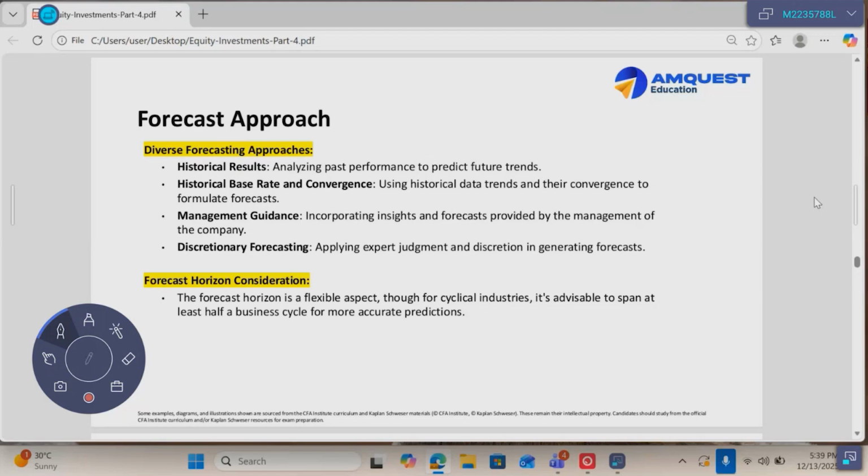You can get these con call transcripts, etc. Discretionary forecasting. That means you are relying on your experience in the industry or experience in a particular sector in order to do forecasting. Then what is the horizon?